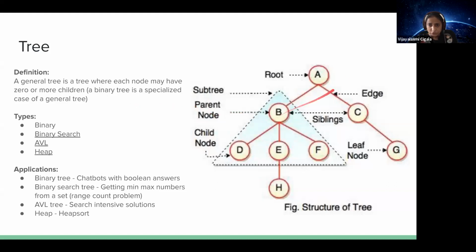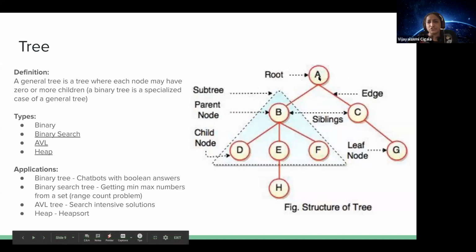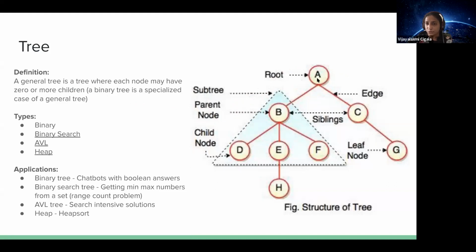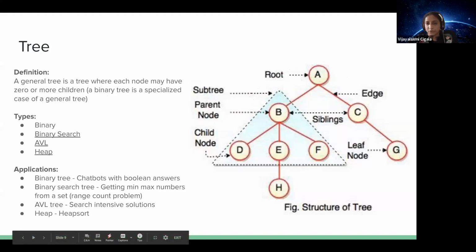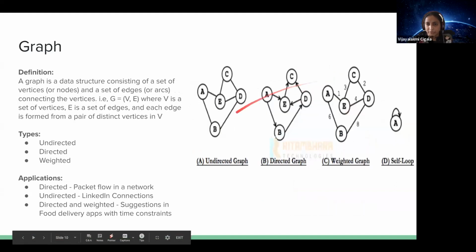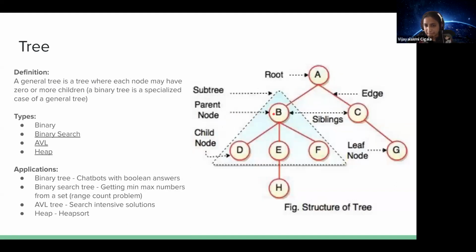If you look at the diagram on the right side, each of the circles that we see is a node, right? A is the root node, and B is a child. Likewise, C is a child of A. And B and C are siblings. So these are a bit of terminologies that might help.